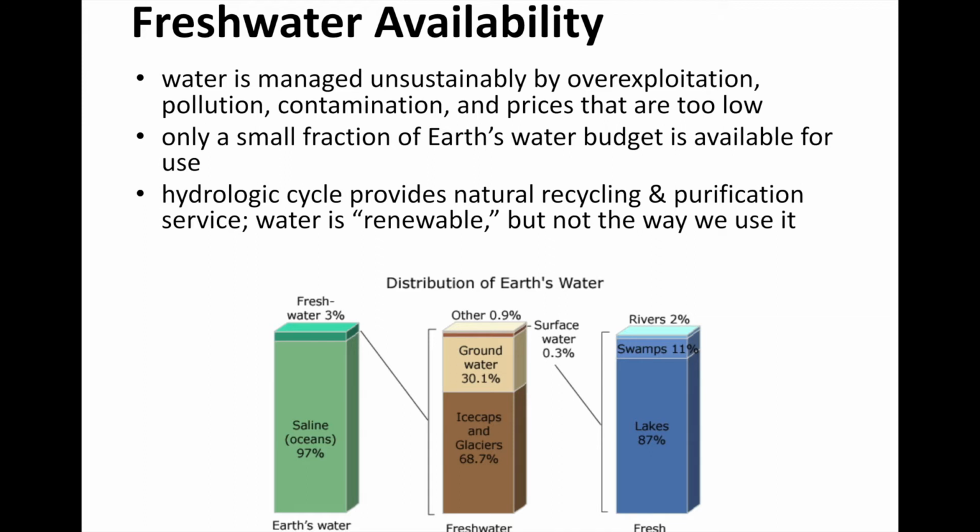There's plenty of water on our planet. We are a blue planet. But the fresh water that we can actually access is just a small fraction of Earth's total water budget. We know that the hydrologic cycle should make water available to us. It should be a renewable resource. But the way that we use it is unsustainable and not very renewable right now.